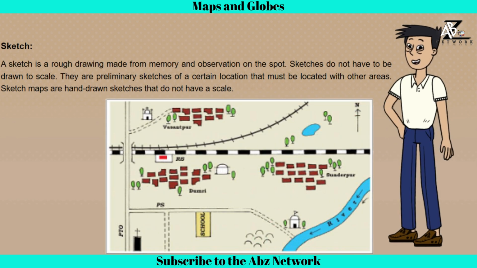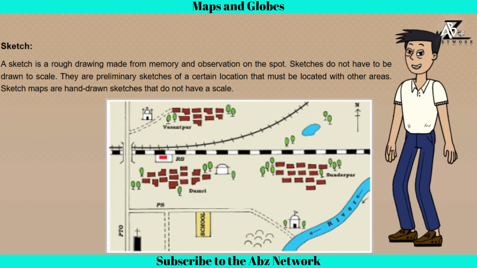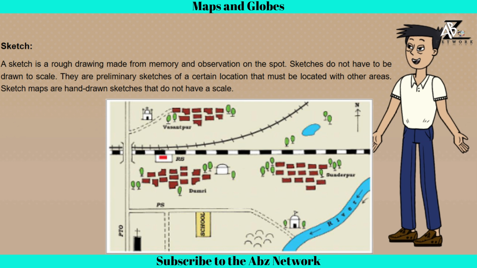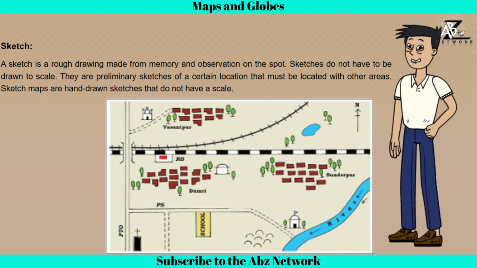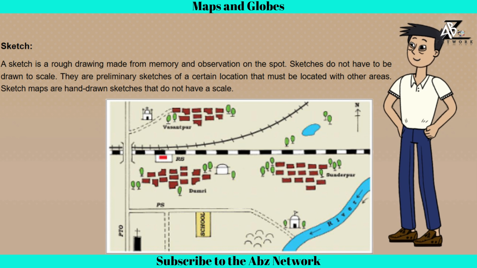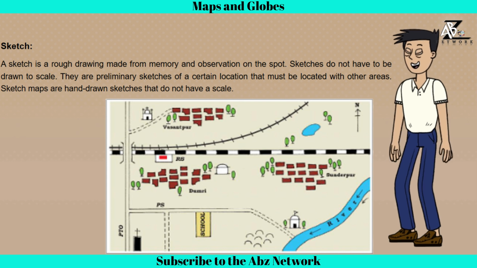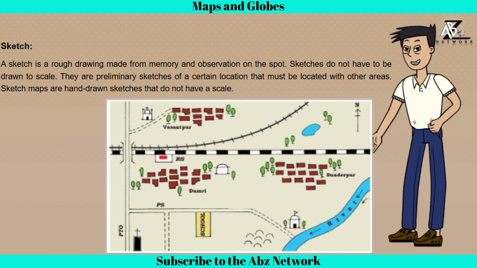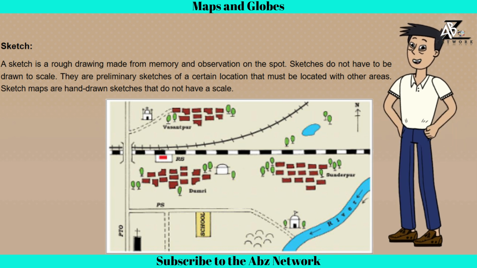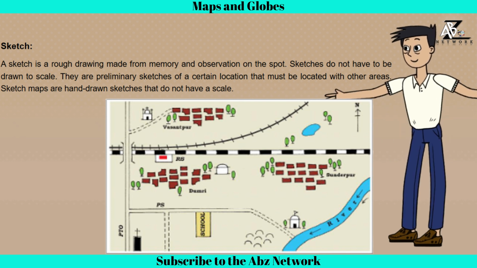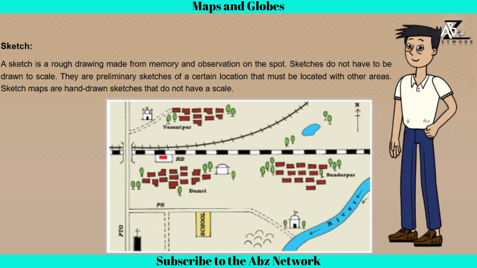Now let's begin with the next topic, sketch. A sketch is a rough drawing made from memory and observation on the spot. Sketches do not have to be drawn to scale. They are preliminary sketches of a certain location and must be located with other areas. Sketch maps are hand-drawn sketches that do not have a scale.